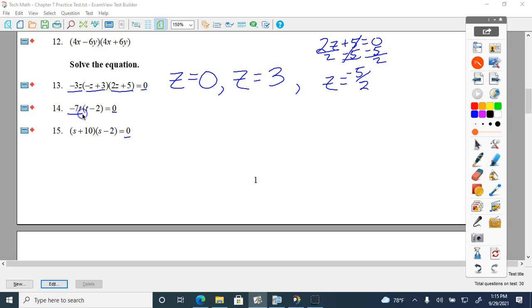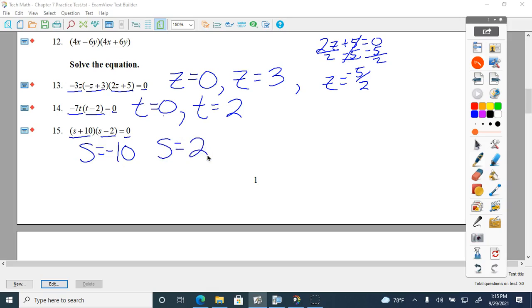14, what would make that one 0? 0 again. And what would make t minus 2 0? Not negative 2, just what? Just 2. 2 minus 2 is 0, right? Last one on this page, S for this first one, what would make that one 0? Would be negative 10. And then what would make S minus 2 0 would be 2.